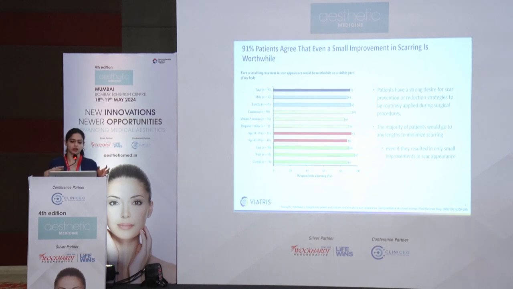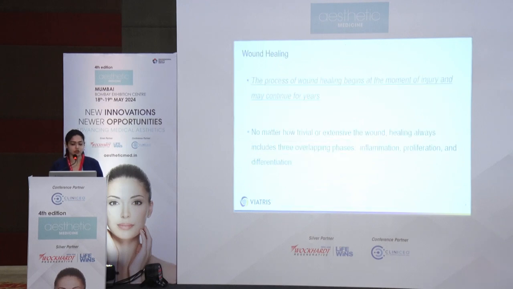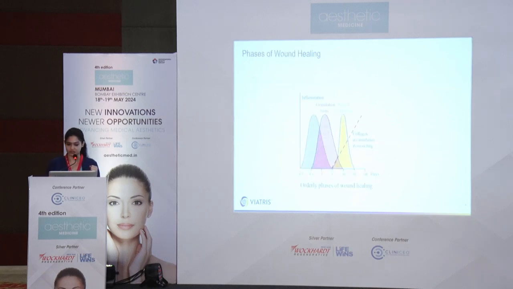Now, to get on to how it can lead to scarring, we have to know the procedure of normal wound healing. Back to our pathology classes, the process of wound healing begins at the moment of the injury and may continue for years. No matter how trivial or extensive the wound is, healing includes 3 overlapping phases, that is inflammation, proliferation, and differentiation. So these are the phases: inflammation, granulation tissue formation, wound contraction, and then collagen remodeling.